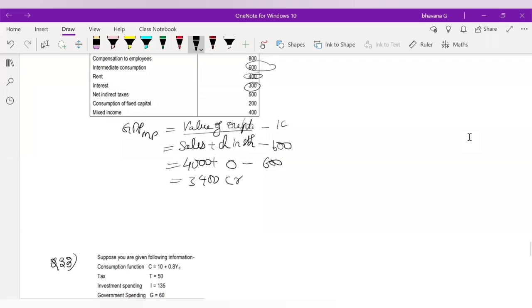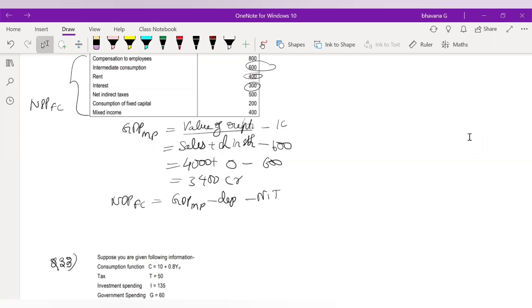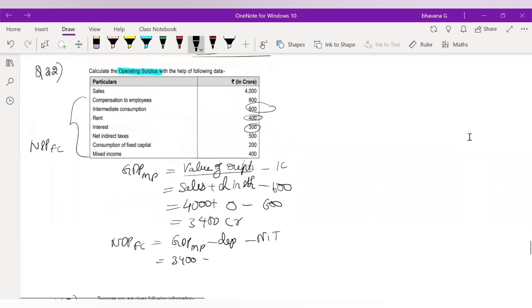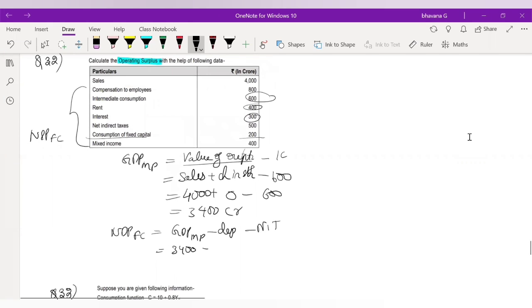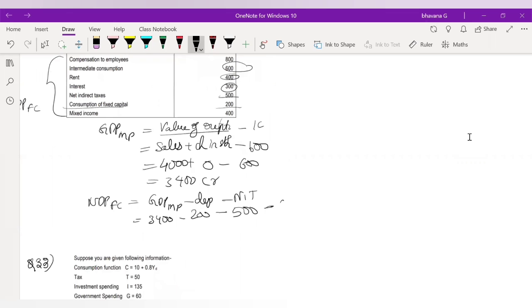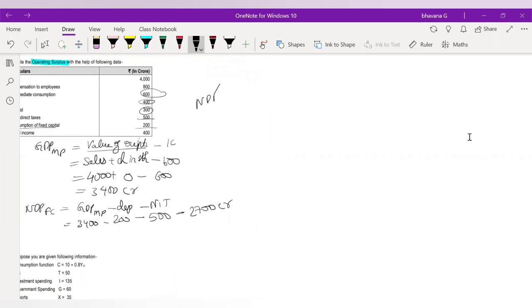Now next you have to find out NDP-FC, because using the income method, what you find at the end is NDP-FC only, right? So how will you find out NDP-FC? GDP MP minus depreciation minus net indirect tax. So this is 3,400 minus depreciation, they have given it as consumption of fixed capital, 200, so minus 200, minus net indirect taxes, here they have given you 500. If you do this, you will get NDP-FC, which is 2,700 crore.